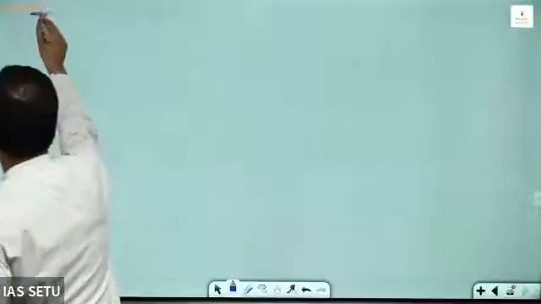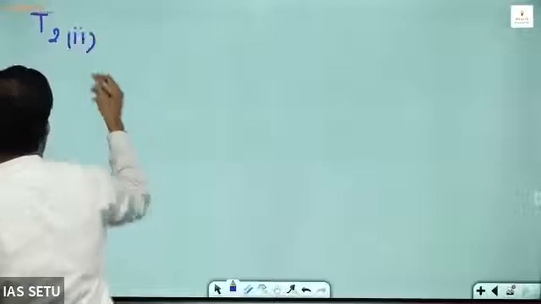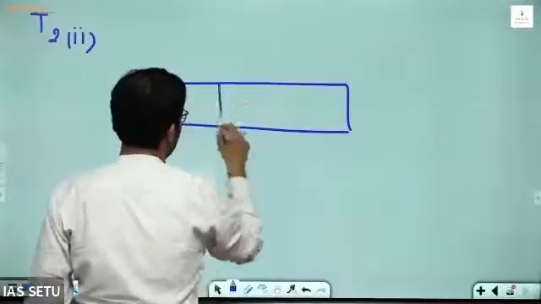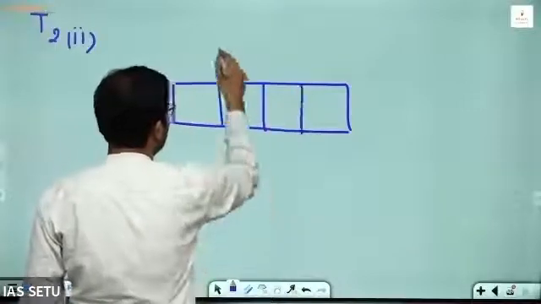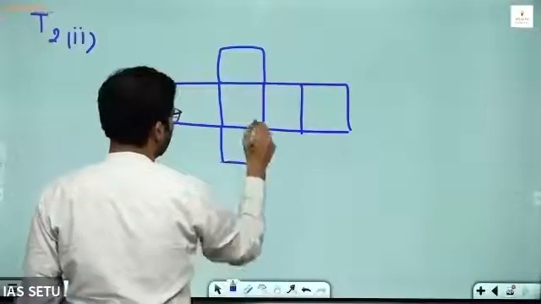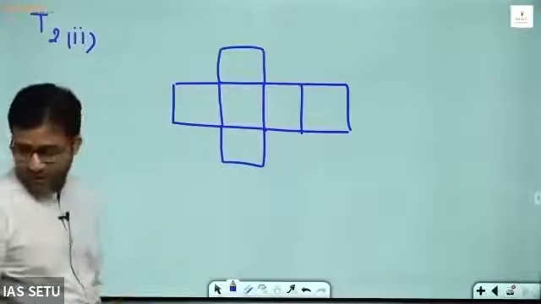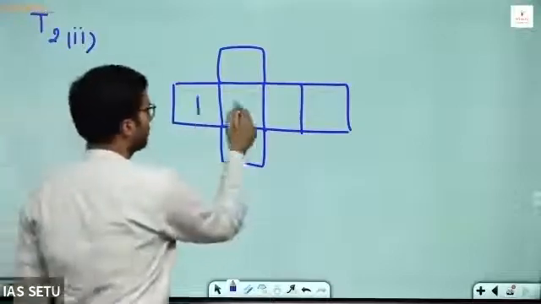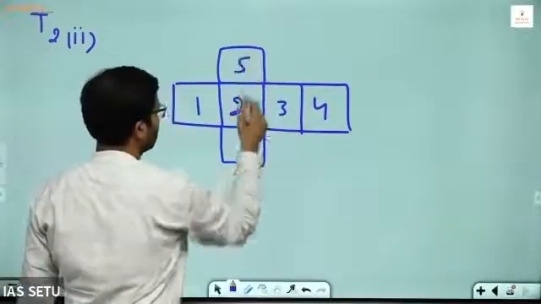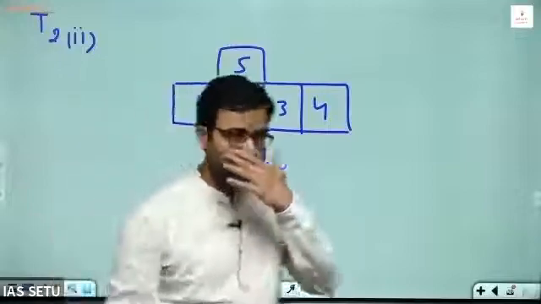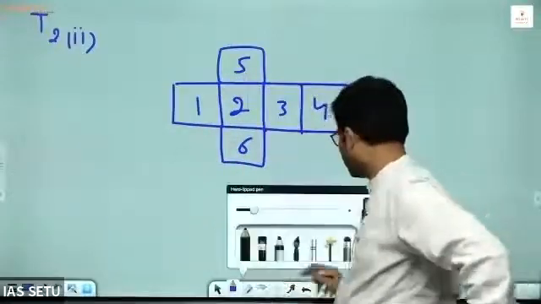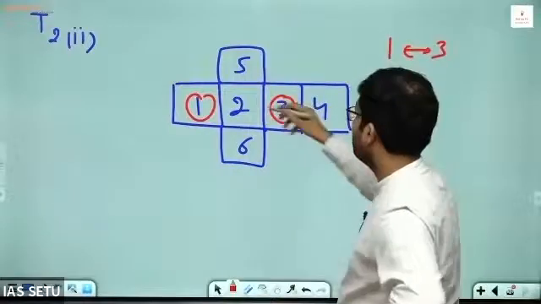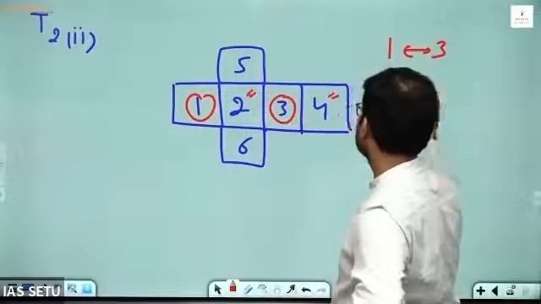Next is type 2 subtype 2. When in a row we have 4 faces, one on upper side, remaining one on lower side. In a row we have 4 faces, one upper side, remaining one lower side. Like this is 1, 2, 3, 4, 5, 6. Here we can apply the same concept. Type 1 row, this 1 and 3 alternate, so 1 is opposite of 3. This 2 and 4 alternate, so 2 is opposite of 4.